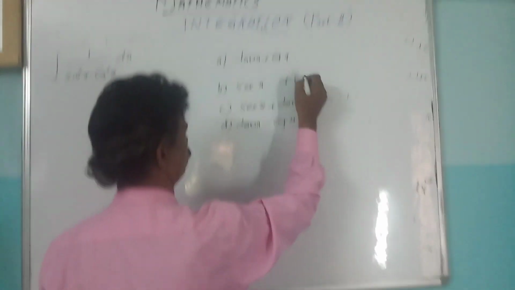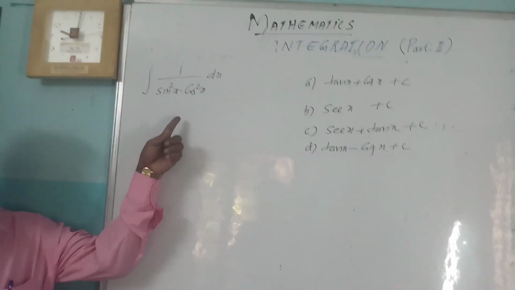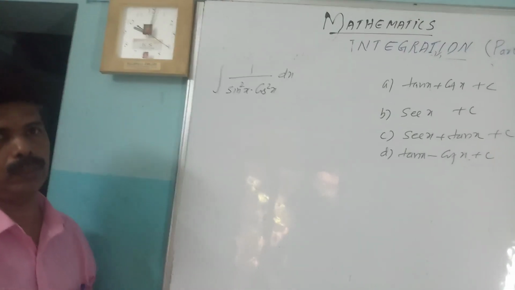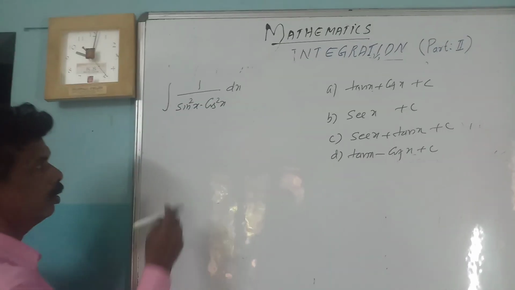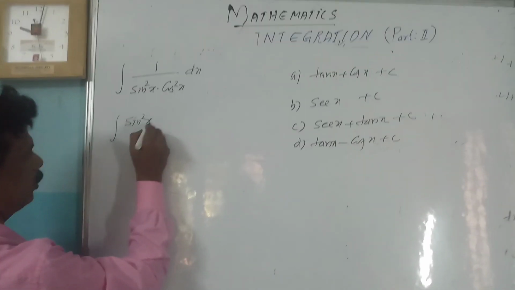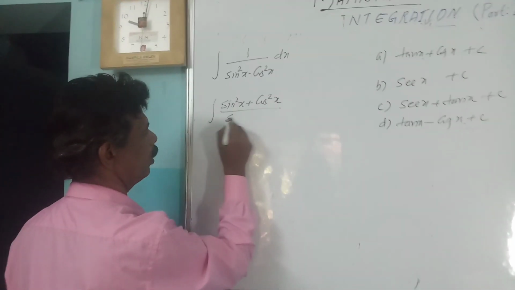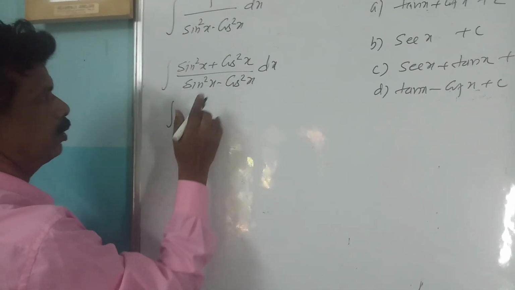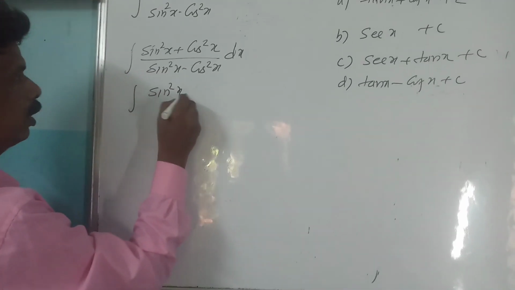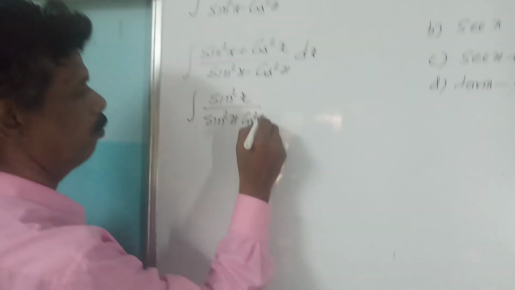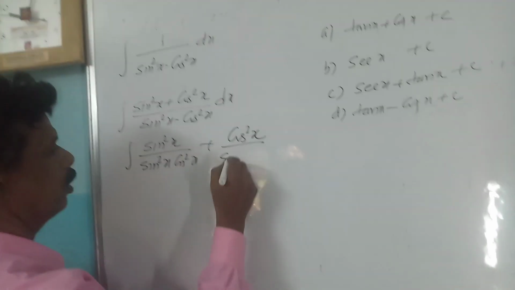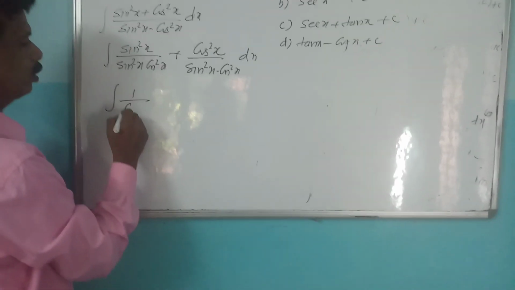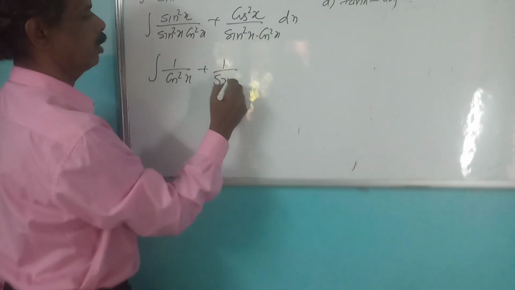Simple question. Integral of 1 by sin square x into cos square x dx. By the formula, we can write sin square theta plus cos square theta equal to 1. So instead of 1, we can write sin square x plus cos square x, all divided by sin square x into cos square x dx. Separating the terms, a plus b by c equals a by c plus b by c. That is, sin square x by sin square x cos square x plus cos square x by sin square x cos square x into dx. We cancel sin square x, giving 1 by cos square x. Similarly, we cancel cos square x, giving 1 by sin square x dx.